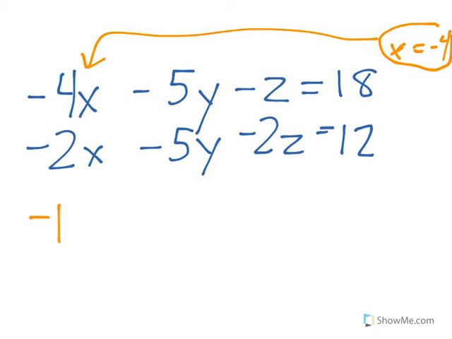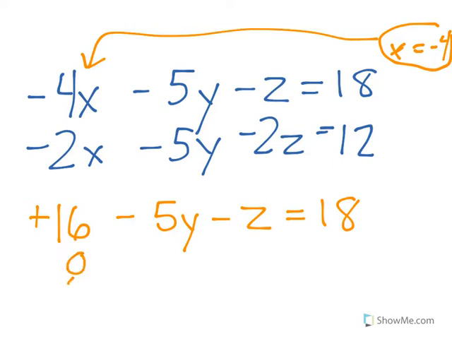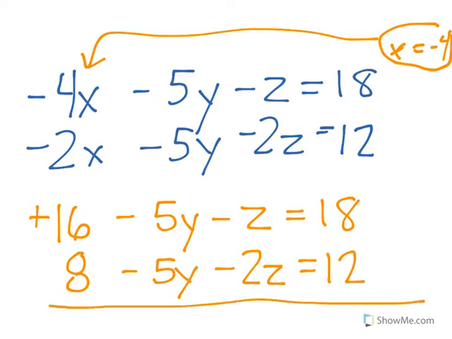We get negative 16. Ooh, who said negative 16? Positive 16, minus 5y, minus z equals 18. And he may show it to you in different steps. That's absolutely fine. Doesn't matter. And then we've got 8 minus 5y minus 2z equals 12. Now, I'd like to combine these so another variable disappears.